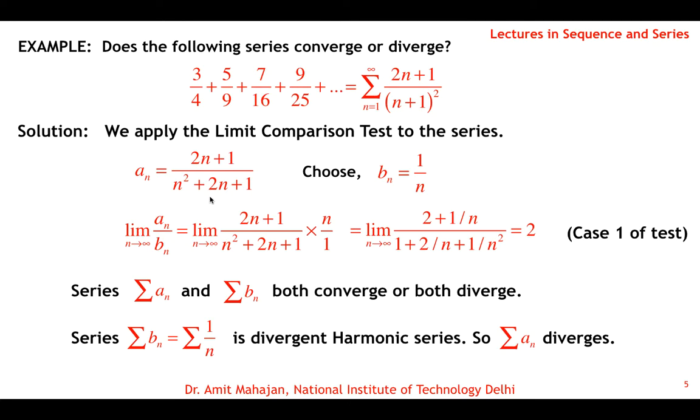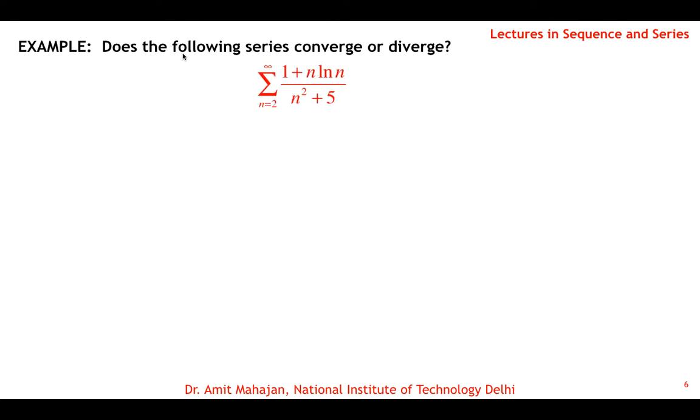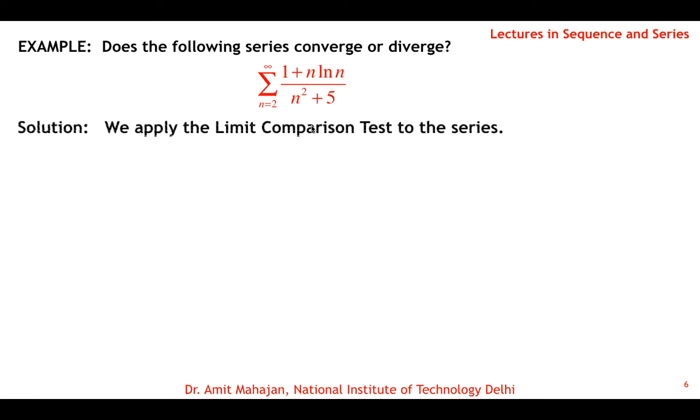Say we take another example. Does the following series converge or diverge? The series is n equal to 2 to infinity of (1 plus n ln n) over (n square plus 5). Here again we will use the limit comparison test to check the convergence and divergence of the series. The an's are given as 1 plus n log n over n square plus 5.